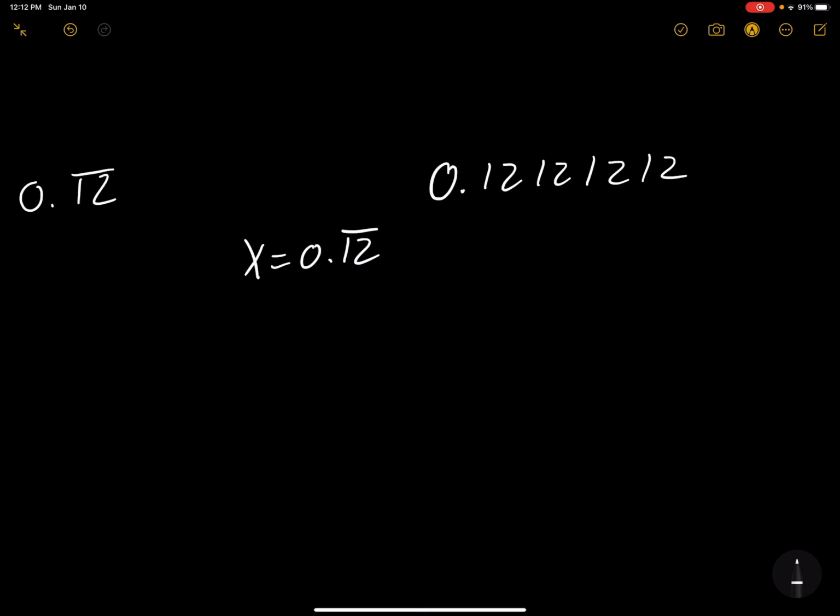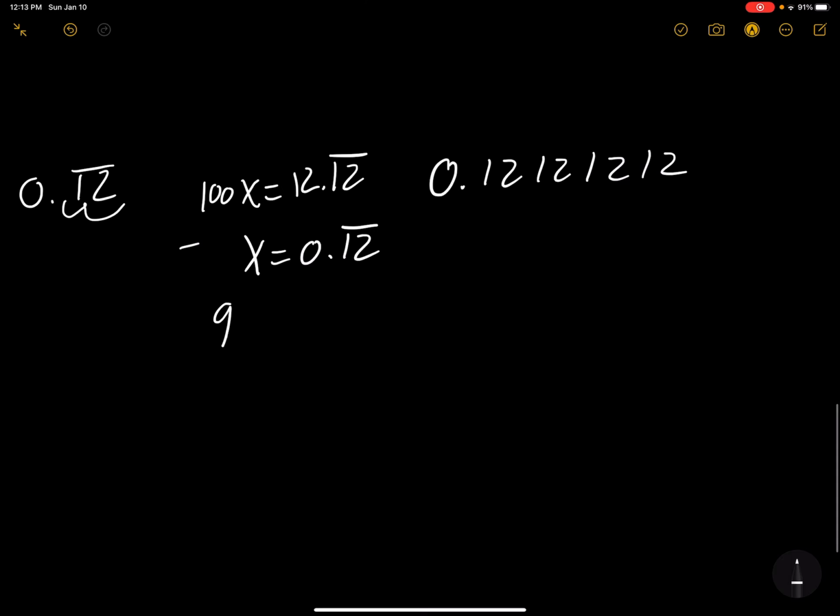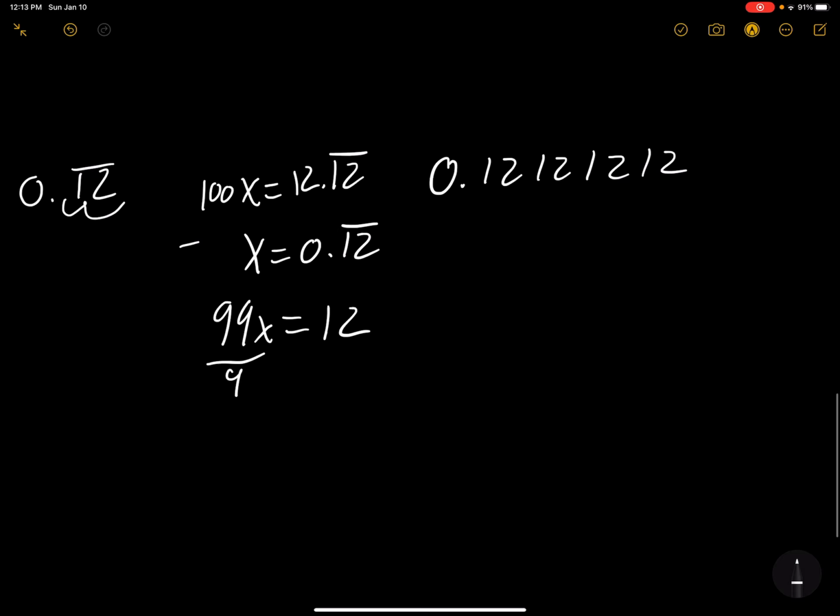Now I'll multiply by, well, I have 2 repeating pieces, or 2 significant numbers here. Since I have 2 of them, I'm going to have to multiply by 100, or 1 with 2 zeros after it. And everything looks pretty. In fact, it looks prettier than the last problem. So let's do our subtracting. We will get 99x equals just 12. Perfect. Divide by 99.